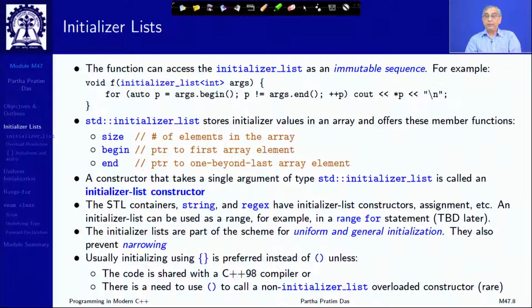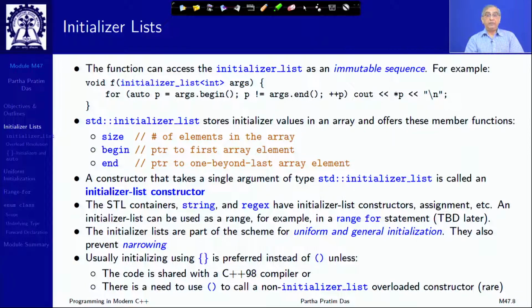So, it is an immutable sequence, that means that you cannot change it, everything is a constant there, and it gives you 3 functions to know the size, the number of elements in the initializer list array, and a begin and end to do iteration for that.